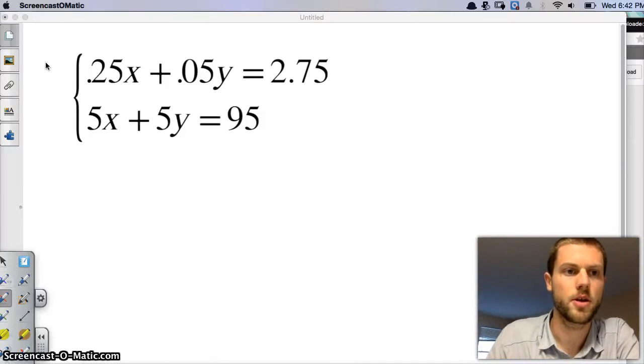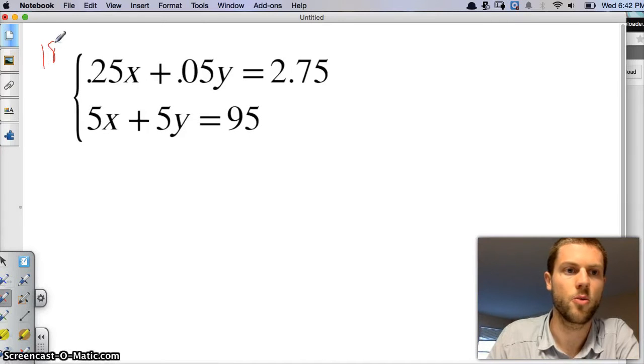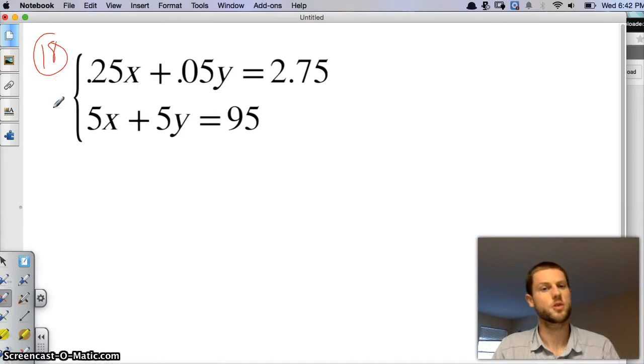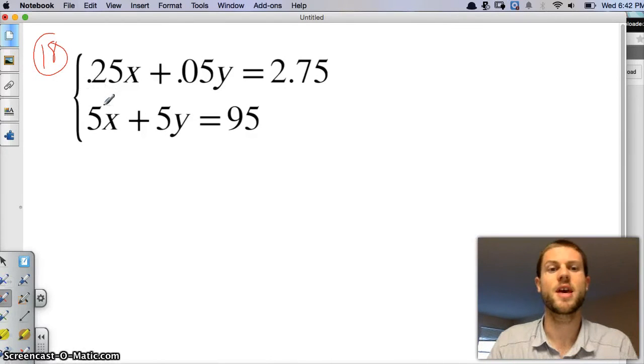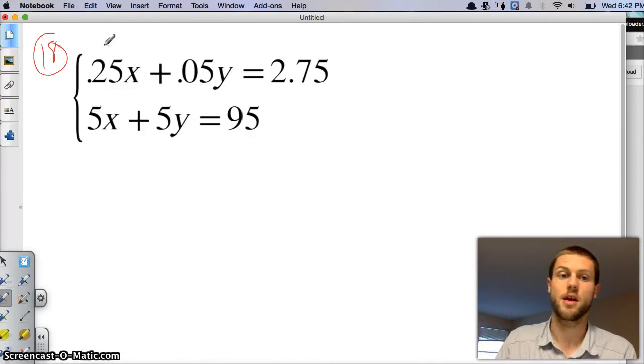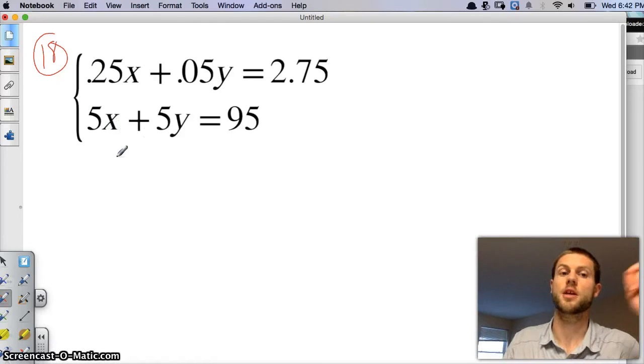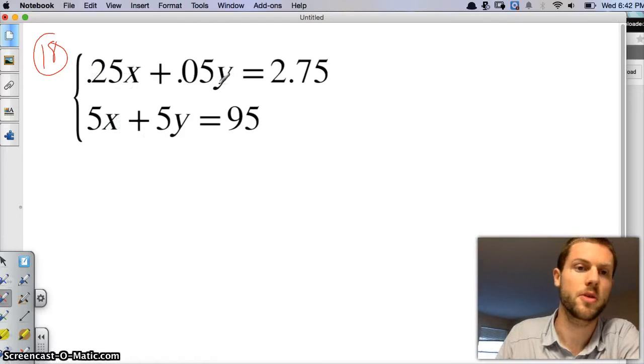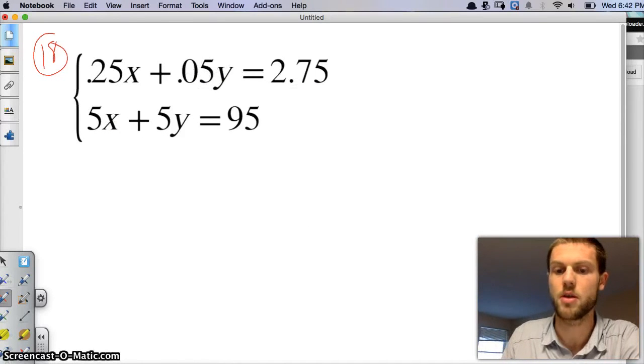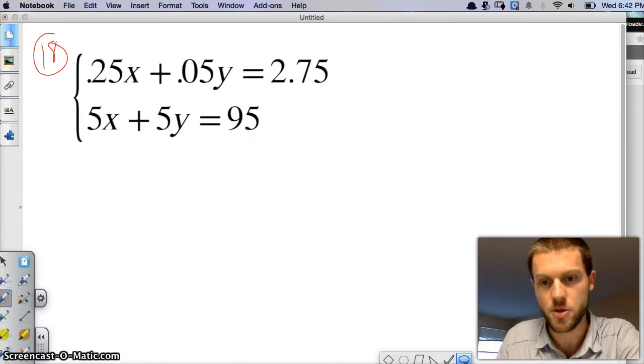All right, hello everybody. Here is number 18 from the homework, and this one's a little bit trickier because I'm dealing with decimals, and I still want to use elimination. The goal still is to have opposite coefficients that I can cancel out, but I'm gonna have to do something a little bit different here to get rid of these decimal points. Now, the decimals may look a little intimidating, but have no fear. To get rid of them, it's pretty easy.